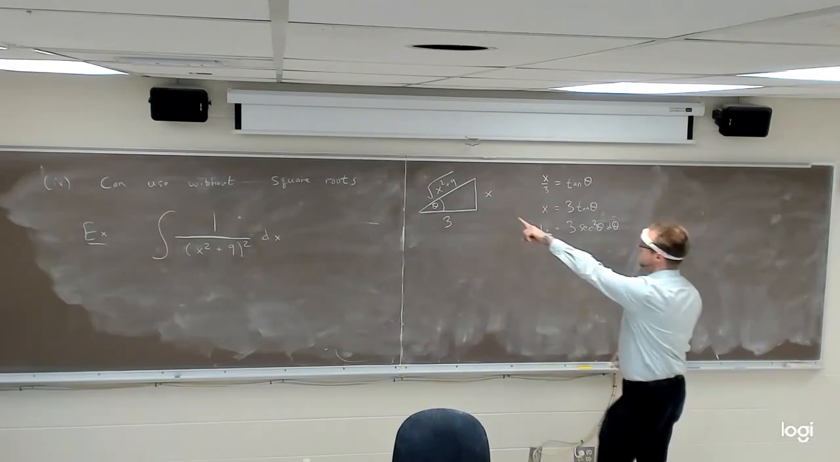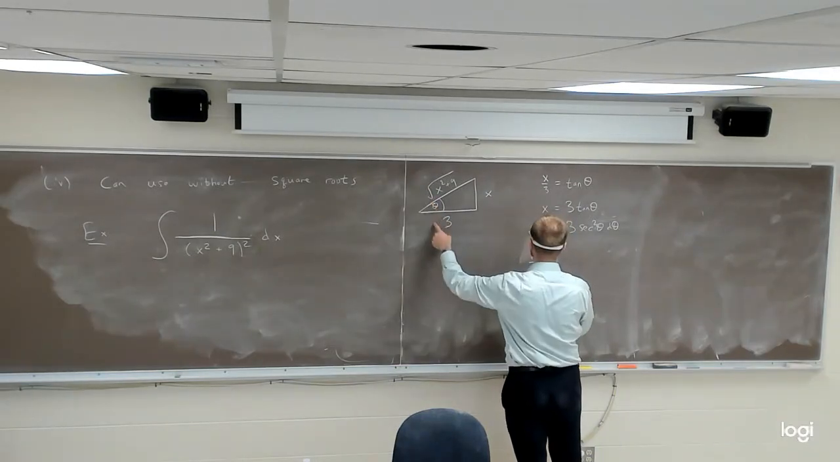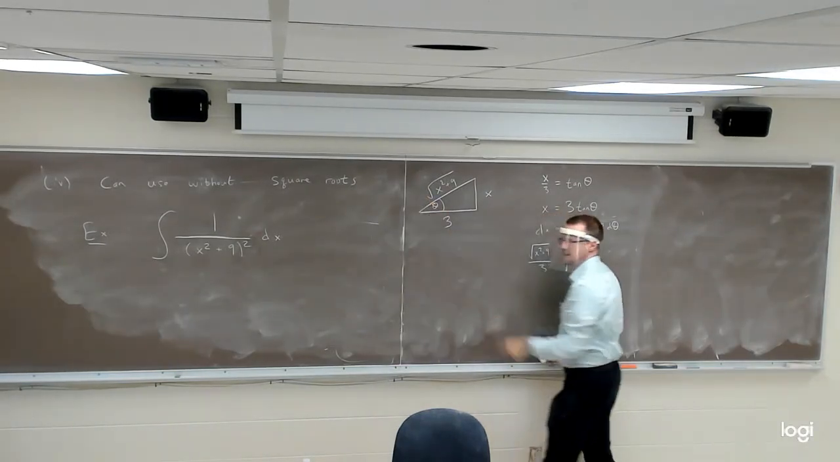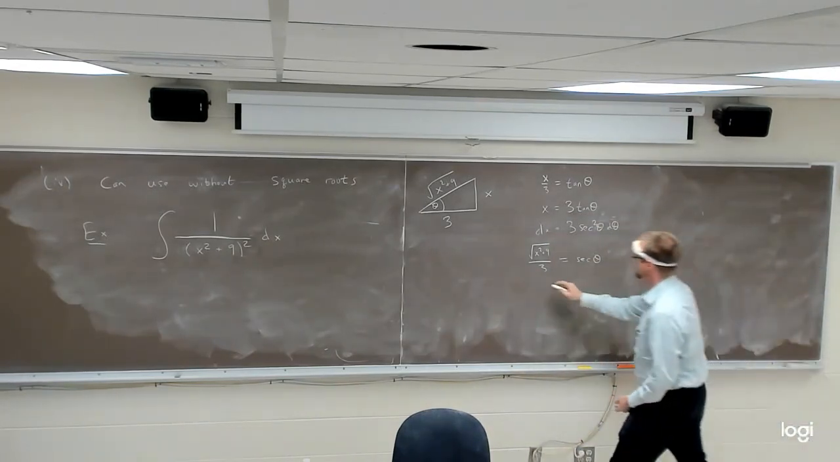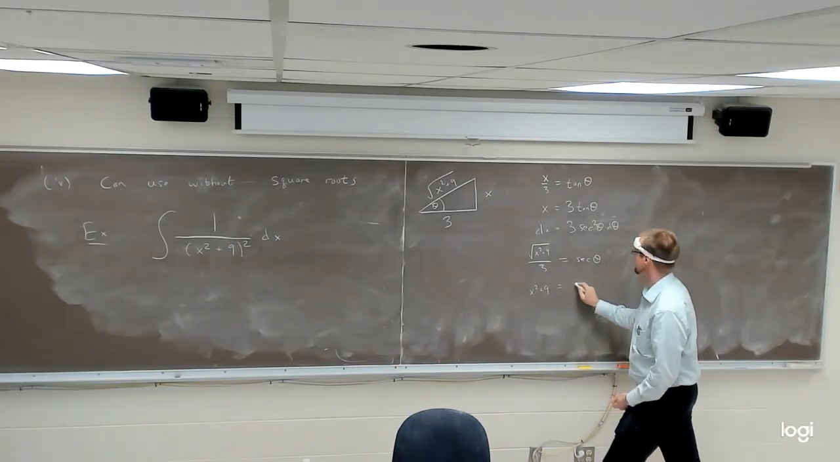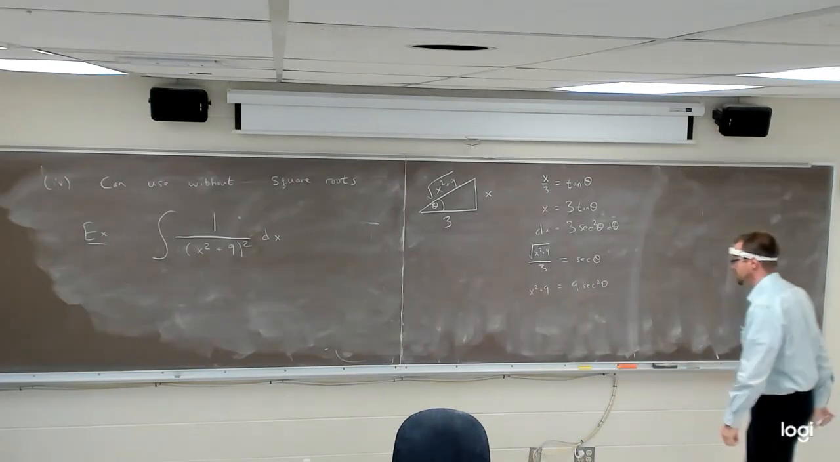The square root of x squared plus 9 over 3 is the secant of theta. That's the hypotenuse over the adjacent. I can rearrange that, but I also want to square it. X squared plus 9, no square root, ends up being 9 secant squared theta.